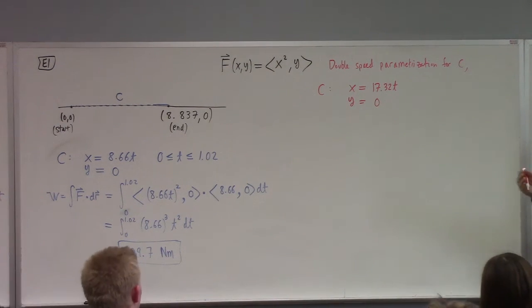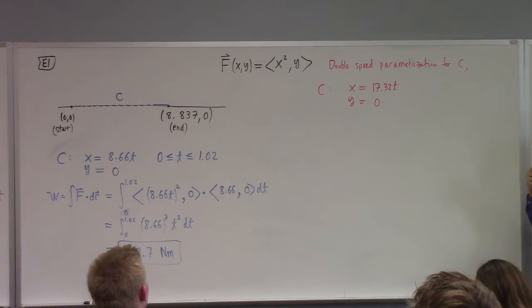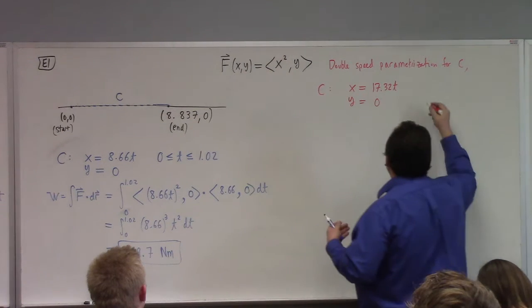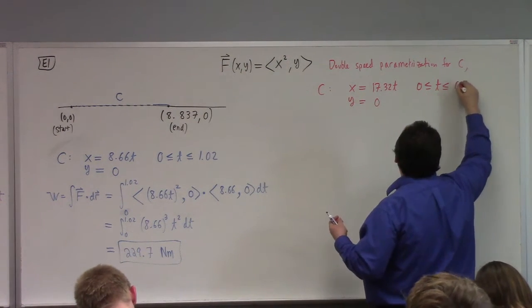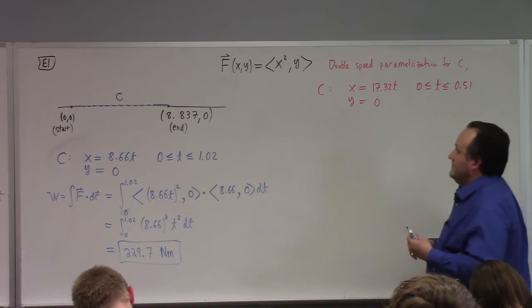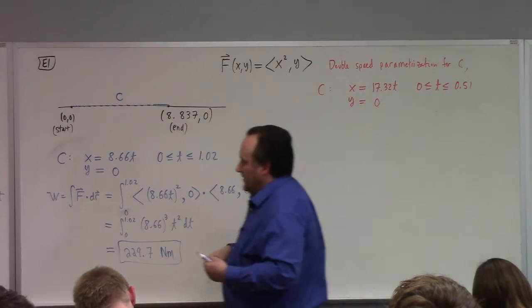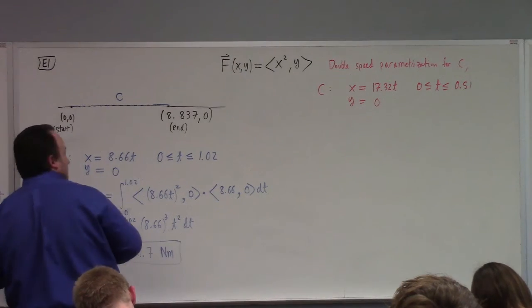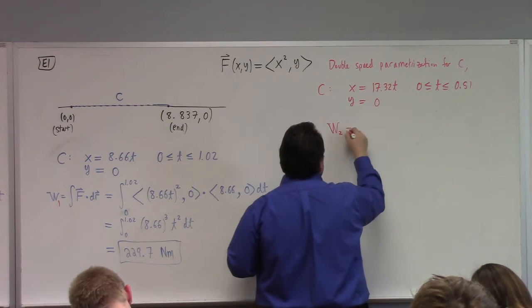All I did was I doubled the velocity. So if I do that, I have to do what to the time? I have to cut the time in half, right? So that's 0 less than or equal to t less than or equal to 0.51. All right. Then I can calculate the work done. To separate these different cases, let me call this W1. Let's call this W2, because ostensibly, it could be different, right?